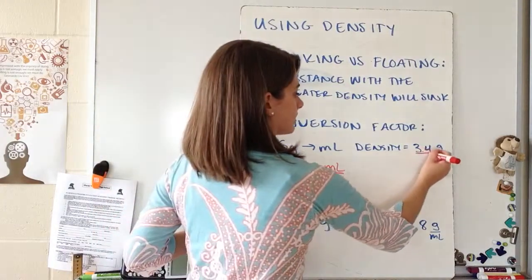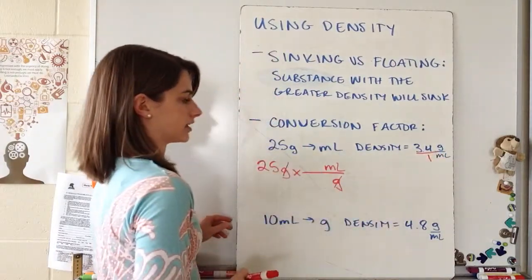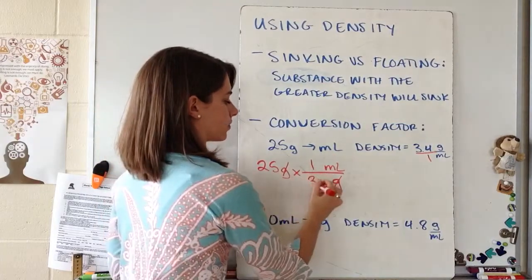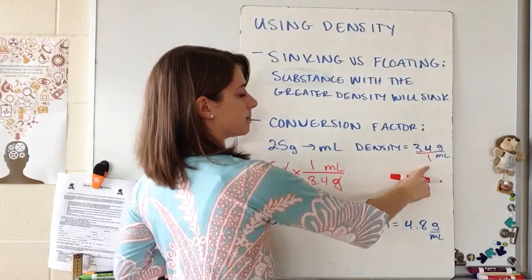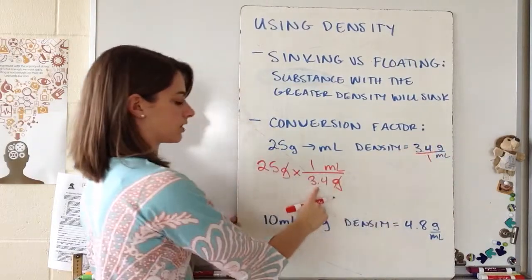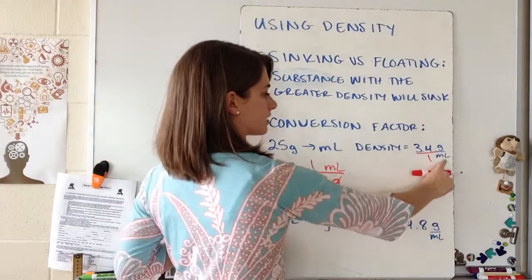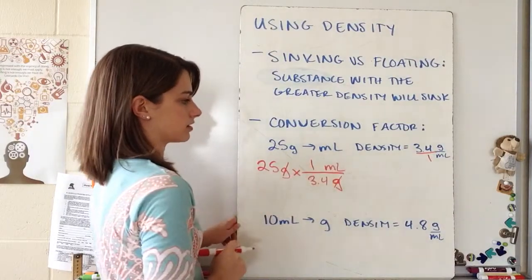Now I have to plug my numbers in. My density says that I have 3.4 grams per 1 milliliter. That means I have 1 milliliter of the substance and I have 3.4 grams. So I took my numbers straight from my density, but I kept them with the right units. My 3.4 stays with my grams, so my 3.4 is going to go on the bottom with my grams unit. My 1 is going to stay with my milliliters, so the 1 goes on the top with my milliliters units.